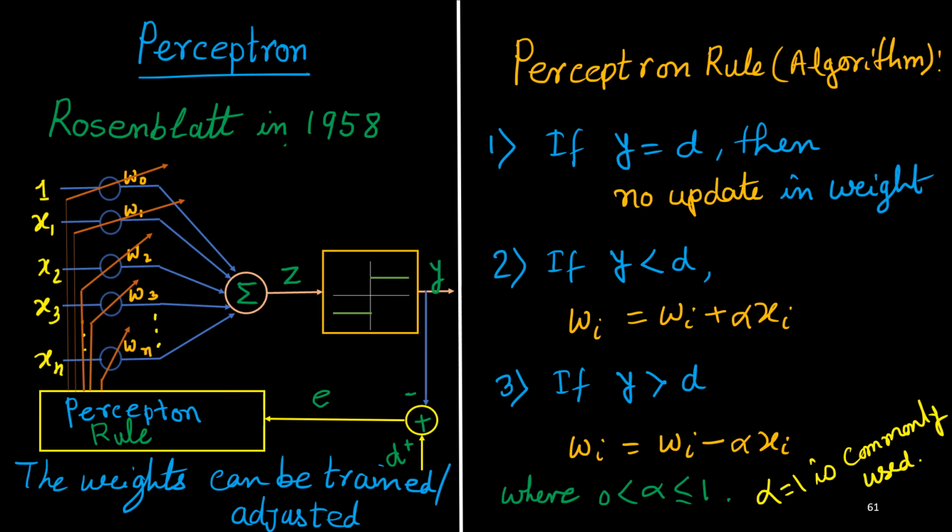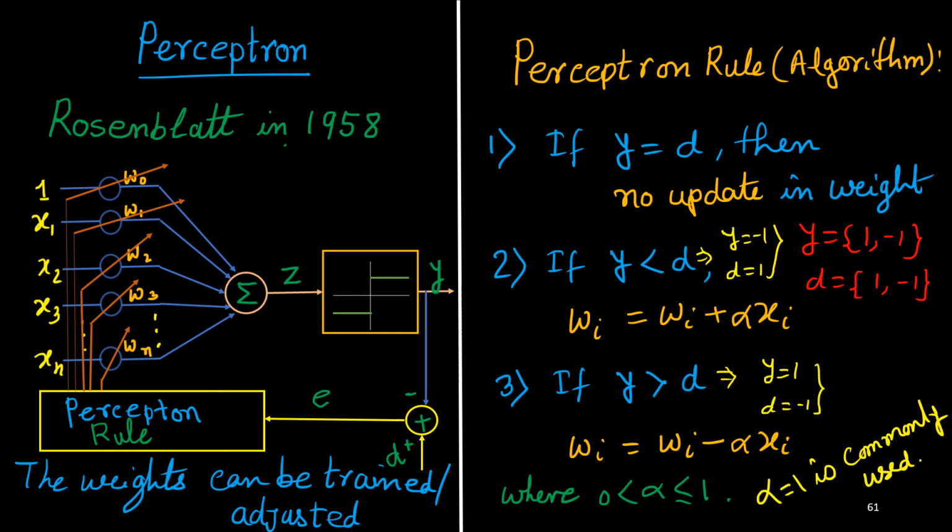You see this y can take either 1 or -1. Similarly, d also can take either 1 or -1. No others, only two states. So obviously y less than d implies y equals -1 and d equals +1. Only one option. Similarly, when y is more than d, obviously y equals 1, whereas that time d equals -1.